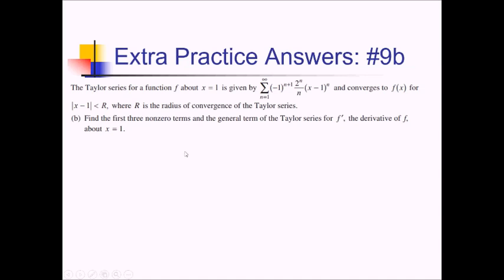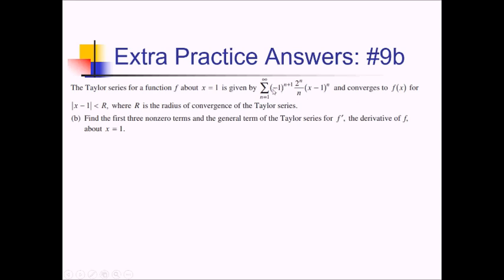For this problem part, we want the first 3 non-zero terms in general term of the Taylor series for f prime, the derivative of f. All right, so let's start by writing out just the first 3 terms in general term for f itself, and then we'll take the derivative of whatever we get.